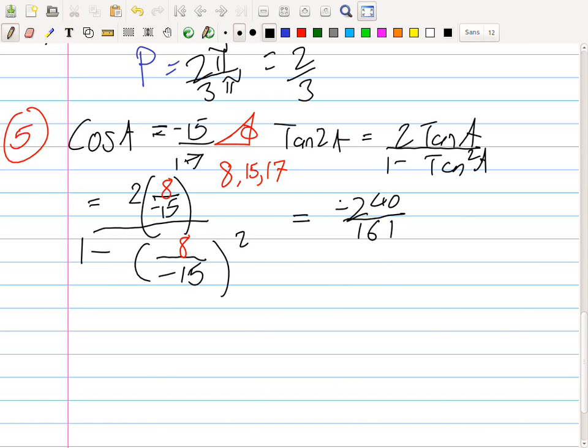The final answer is 240 over... Well, hang on. 161. That comes out as a positive on the calculator. I know, but it's cos A. Can I just check what is cos inverse, please, minus 15 over 17? Can someone tell me it? 151.